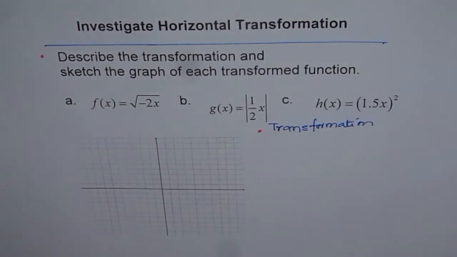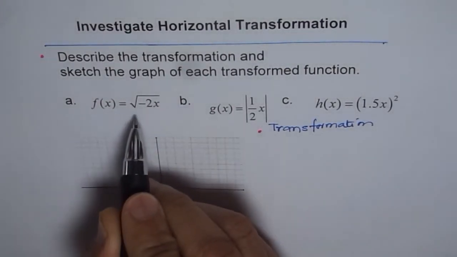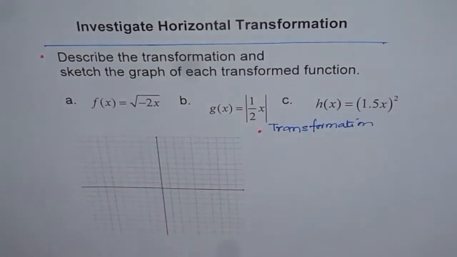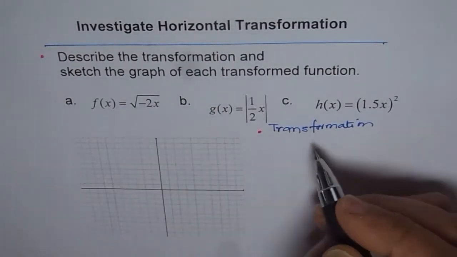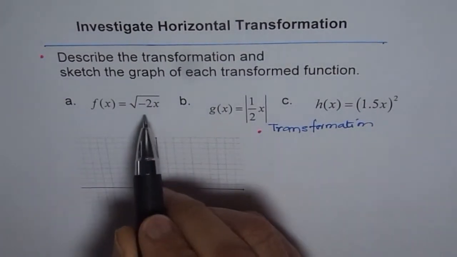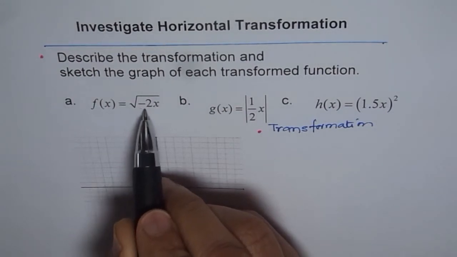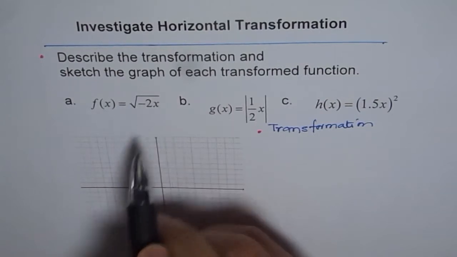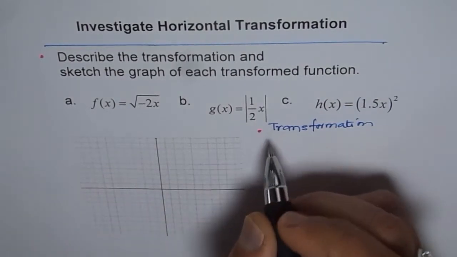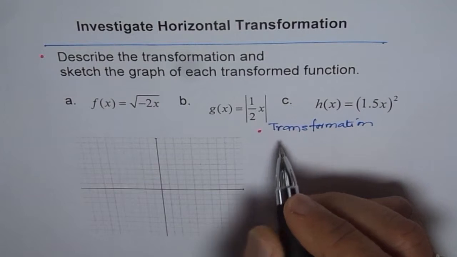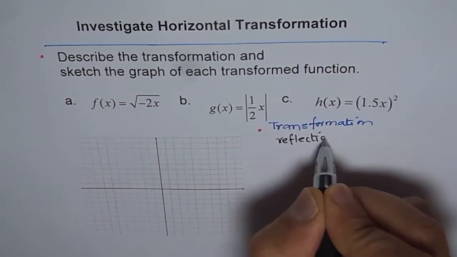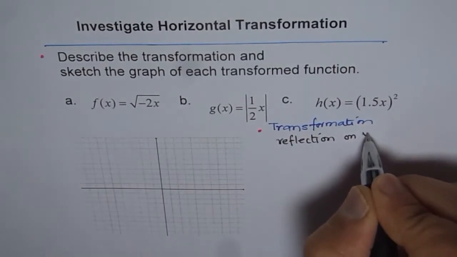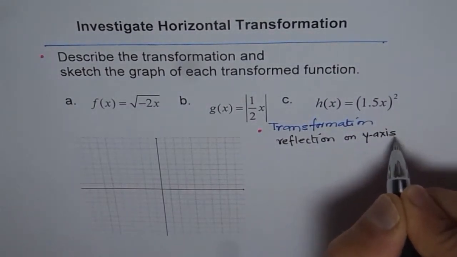As we can see here, the function is f of x equals square root of minus 2x. That means the parent function is the square root function. The parent function has two transformations here. Both are horizontal, since the changes are only within the square root. Nothing is outside. So minus shows reflection on the y-axis. So the first one is reflection on the y-axis.